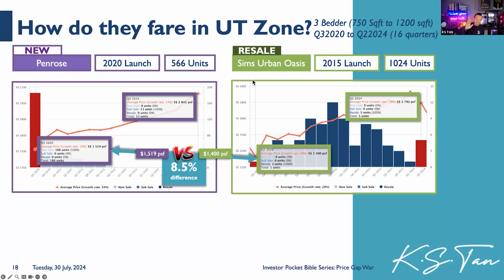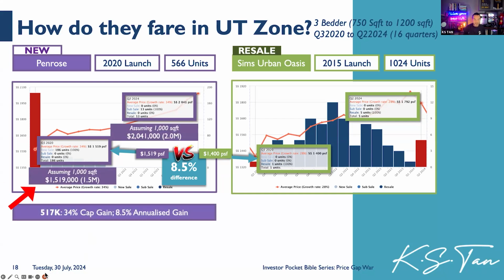Those who say P, you are getting it right, because new homes are typically around 25 to 30% more expensive than resale. In this instance, they are just 8.5% in difference. So definitely new homes are undervalued in this instance. If we were to put in the total value, the Penrose would have been bought in at about 1.5 million, using 1,000 square foot as an assumption, and would have exited at about 2.04 million. This would give you a capital appreciation of 517,000, or 34% over a period of 4 years, and that's 8.5% annualized gain. It's all written here.